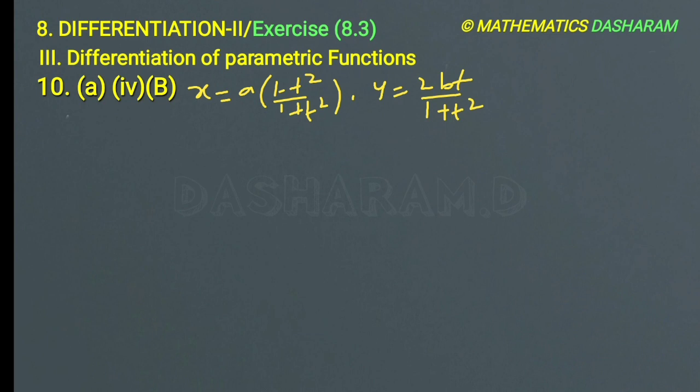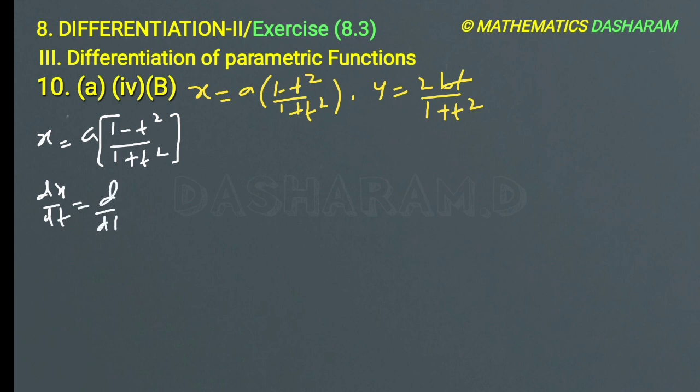Next to B question: x equals a bracket of (1 minus t square) by (1 plus t square), y equals 2bt divided by (1 plus t square). So here x equals a bracket of (1 minus t square) divided by (1 plus t square). So here dx by dt equals d by dt of a bracket of (1 minus t square) divided by (1 plus t square). So a is a constant number, right here side, and here apply the quotient rule.